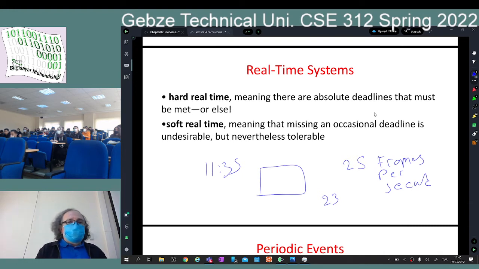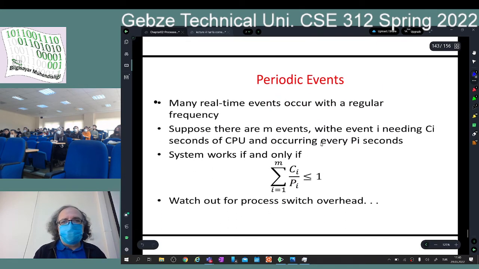So the thing is, how many processes can I load to this system without breaking these rules, the hard time rule? This is called schedulability. Can I schedule this many processes? So this rule has to be satisfied.